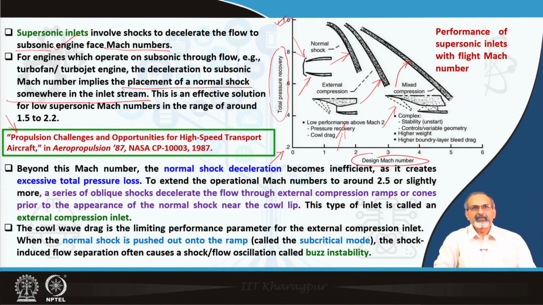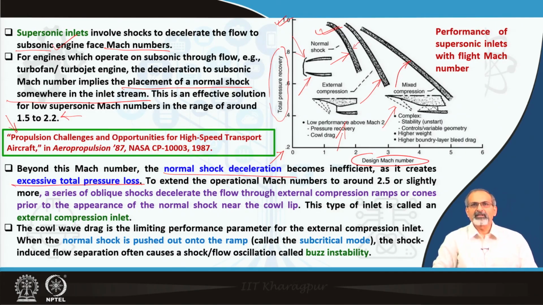So, that is one possible way of slowing down the flow. This happens to be an effective solution for low supersonic Mach numbers, typically in a range like 1.5 to 2.2 or so, which this band essentially indicates. You can see that as the Mach number increases, there is quite a dramatic fall in total pressure recovery. That means the total pressure losses increase quite dramatically with the increase in Mach number. Beyond this Mach number range, the normal shock deceleration becomes inefficient, which is evident from this plot, as it creates excessive total pressure loss.